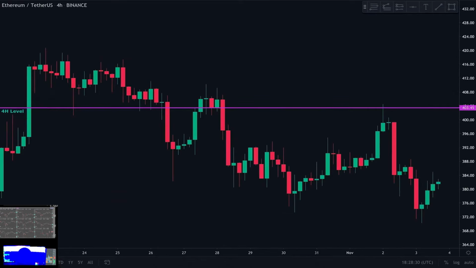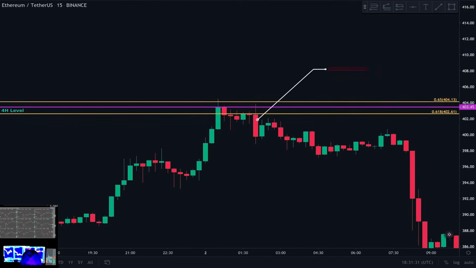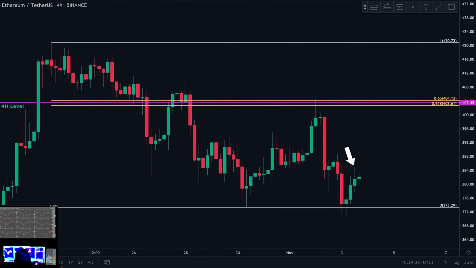Another setup, Ethereum. All right, so we got the 4-hour here. Support flips to resistance. Fibonacci confirms it. What does price do? Price retests. Bearish engulfing candle prints. Entry locked. And this becomes a clean, repeatable, no emotion trade. You see the price, it falls perfectly.